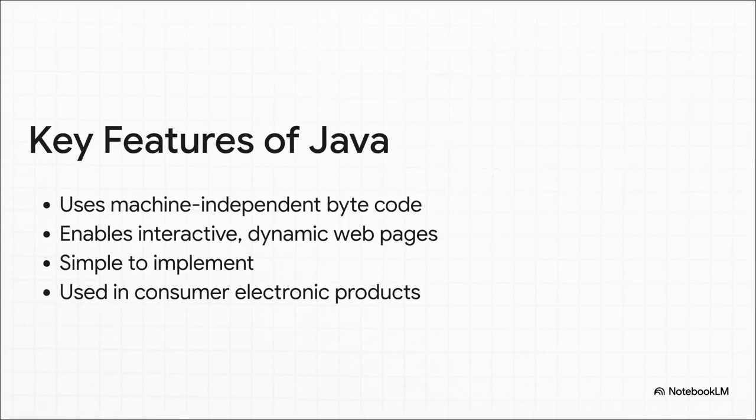So how'd they pull that off? Well, that was through this really clever thing called bytecode. See, instead of compiling your code for one specific type of computer, Java compiles it into this intermediate universal language.